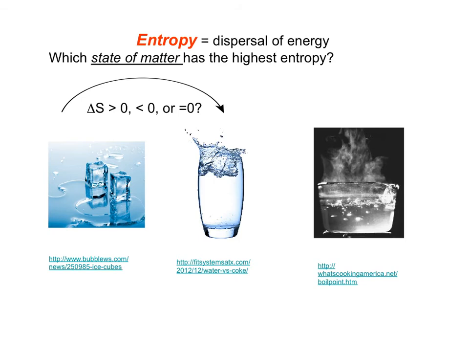Let's compare the entropy of different states of matter. So stop the video and answer this question, and then figure out whether delta S is greater than 0, less than 0, equal to 0, for this phase change. So I'm pretty sure you answered that a gas has the highest entropy, and delta S is greater than 0 when a solid melts.